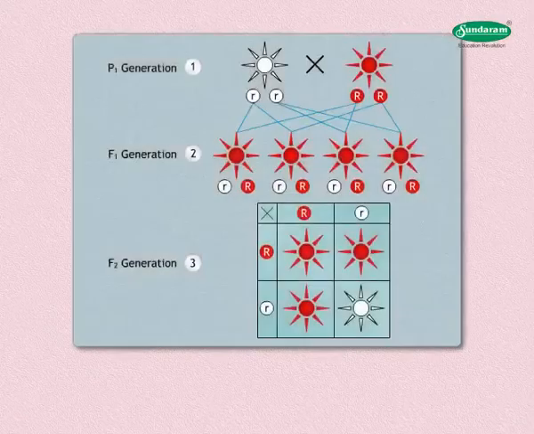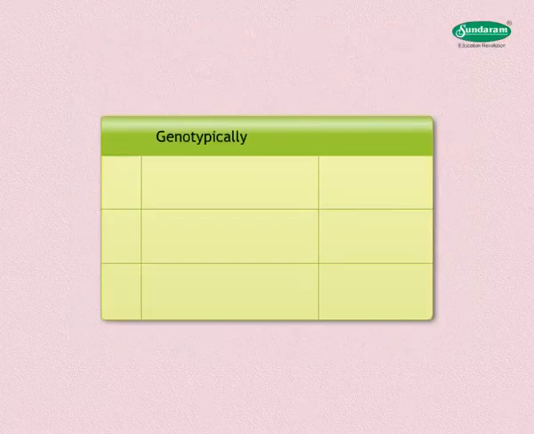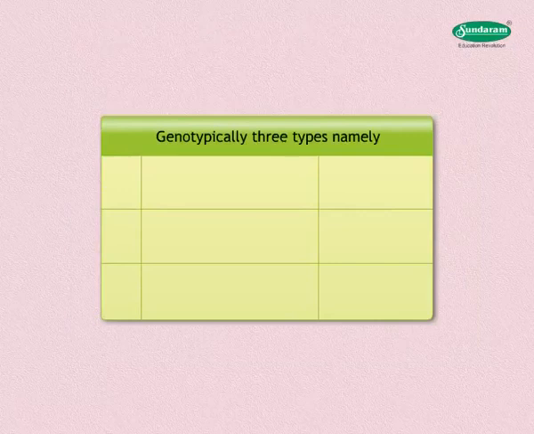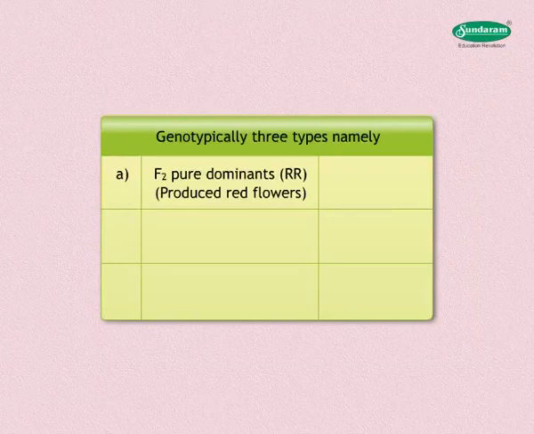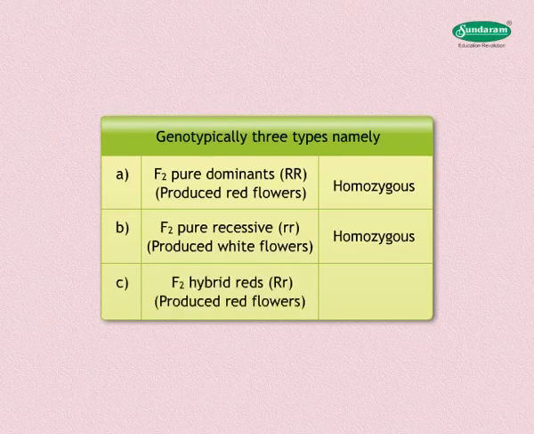Thus, it can be inferred that phenotypically there are two types of F2 plants, that is red and white flowered plants, but genotypically there are three types, namely: A. F2 pure dominant, RR produced red flowers, homozygous. B. F2 pure recessive, rr produced white flowers, homozygous. C. F2 hybrid reds, Rr produced red flowers, heterozygous.